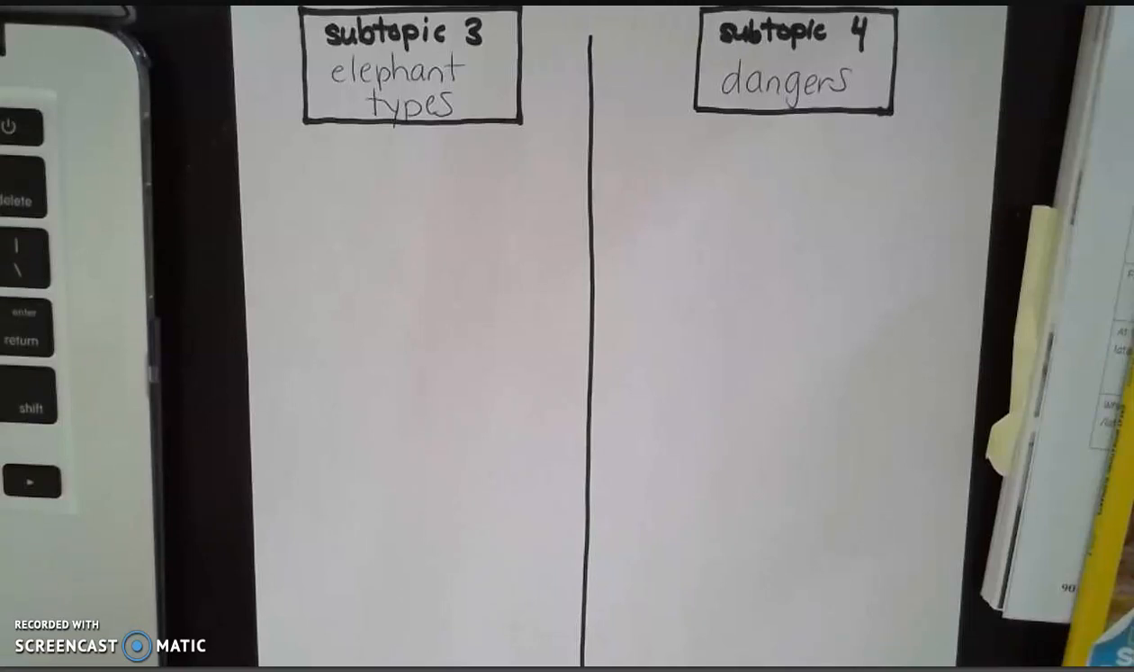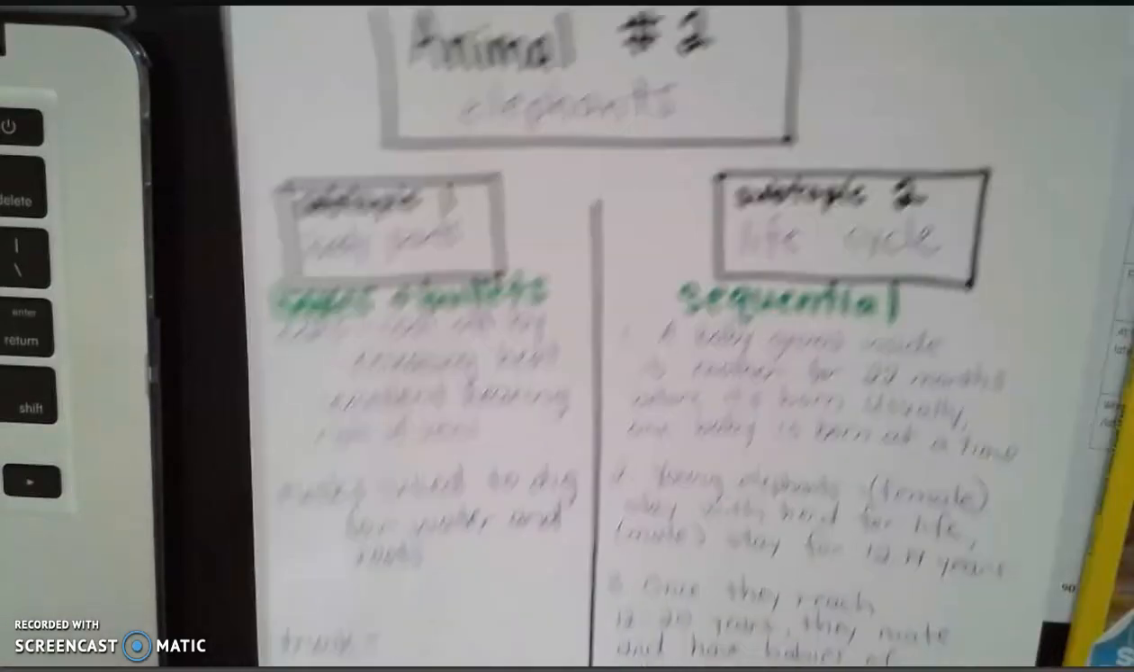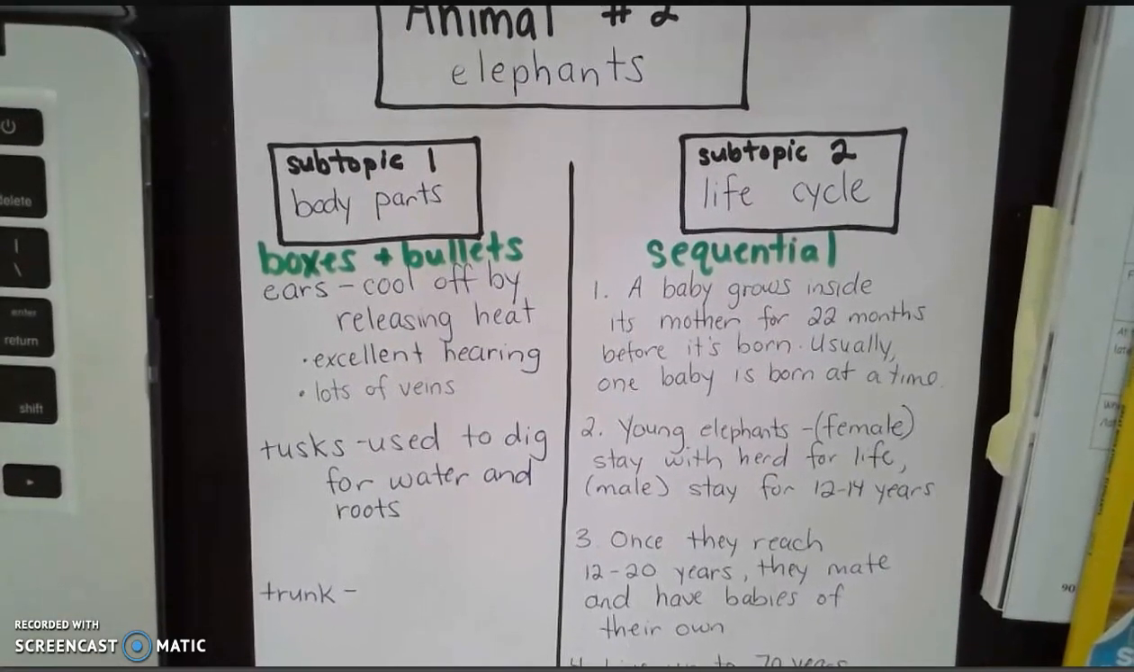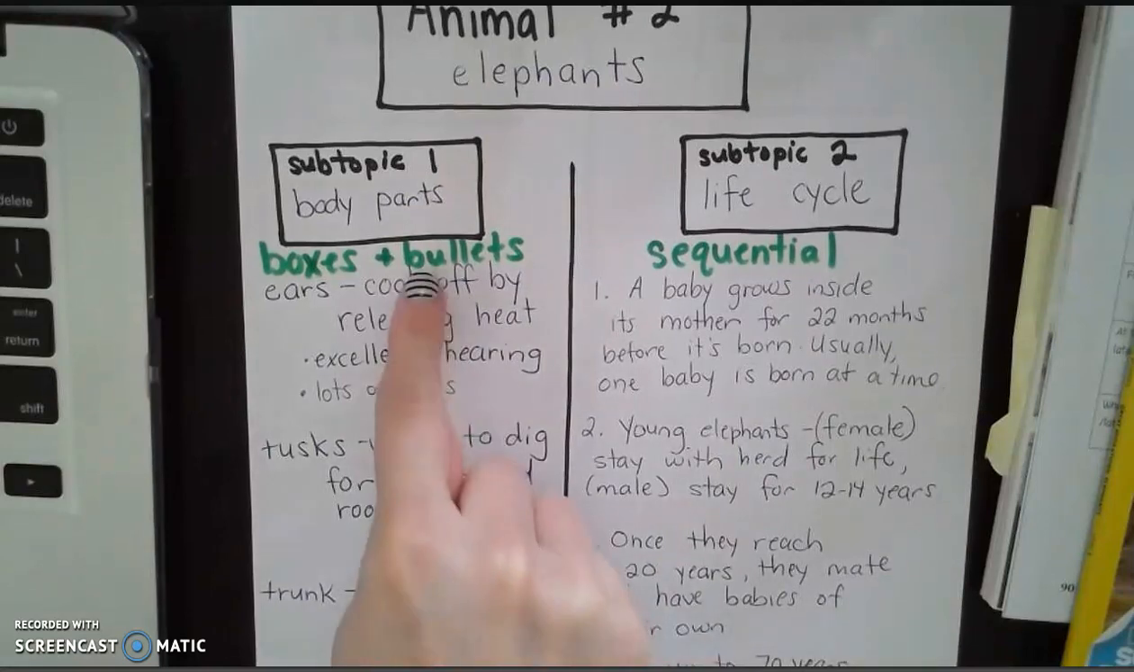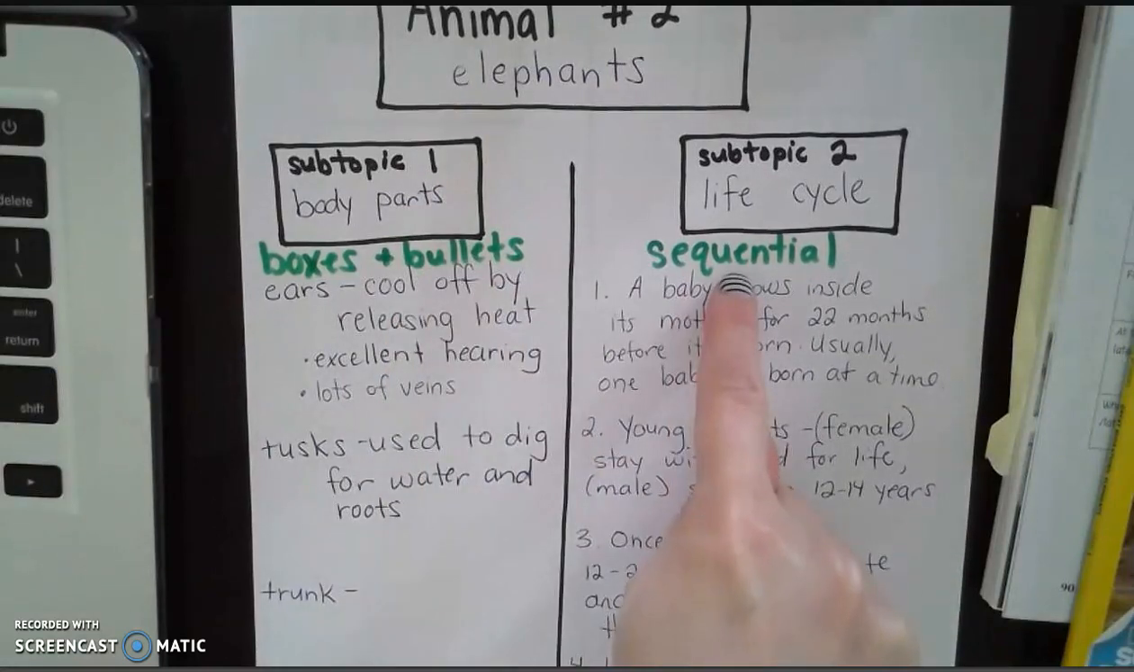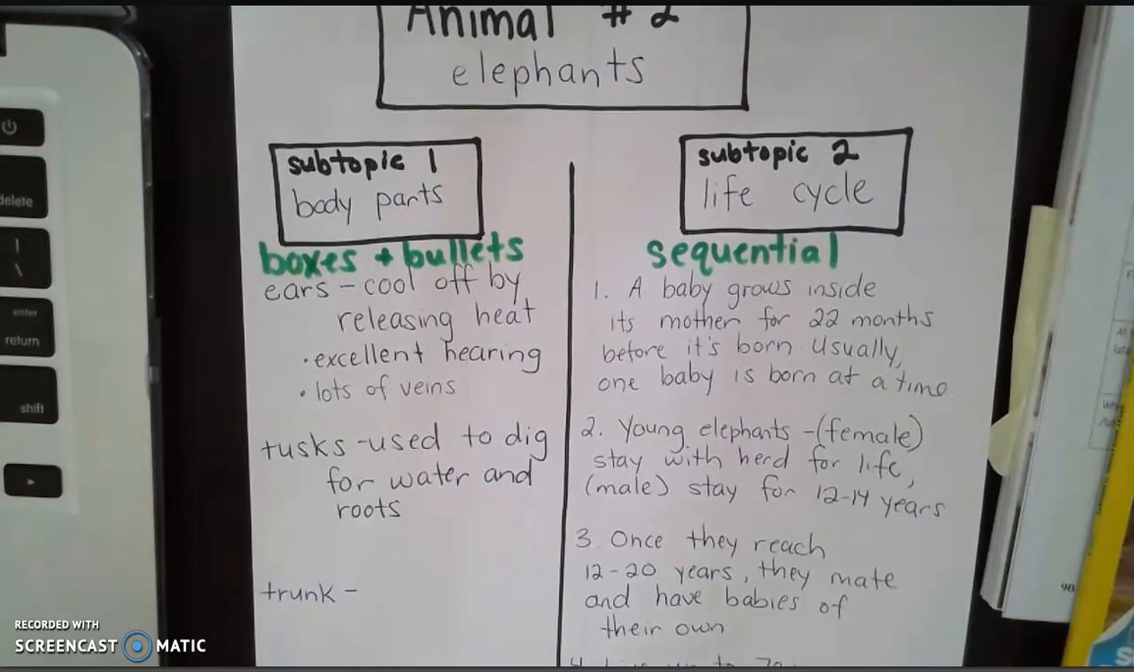Hi, third graders. Today's going to be your final lesson on taking notes on your second animal. And I, again, am doing elephant for my second animal. So today we're going to talk about two more types of notes that you can take. If you remember, here's what we did on our last lesson. We learned about boxes and bullets, and we learned about sequential order. So today we're going to learn about two more.